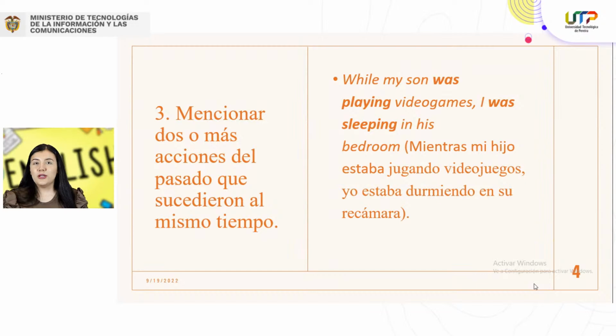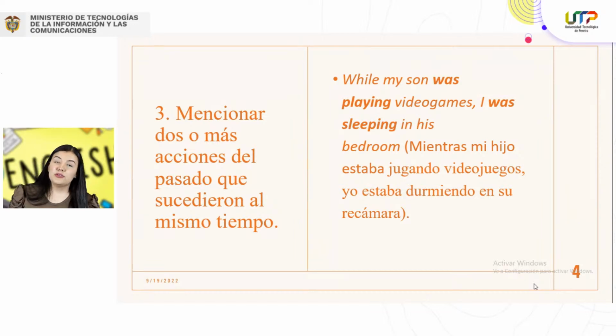Lo mismo, si voy a usar entonces past continuous, lo único que hago es conjugar el verbo to be más el verbo con ing. ¿Cómo nos quedaría? El ejemplo lo pueden allí observar y sería de la siguiente manera. While my son was playing video games, I was sleeping in his bedroom.